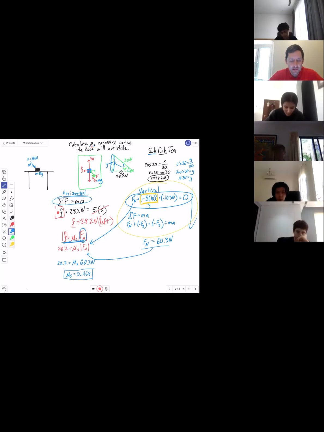It doesn't have any units, right? You've already got newtons on this side, you've got newtons on that side, so the coefficient doesn't need units. Questions?